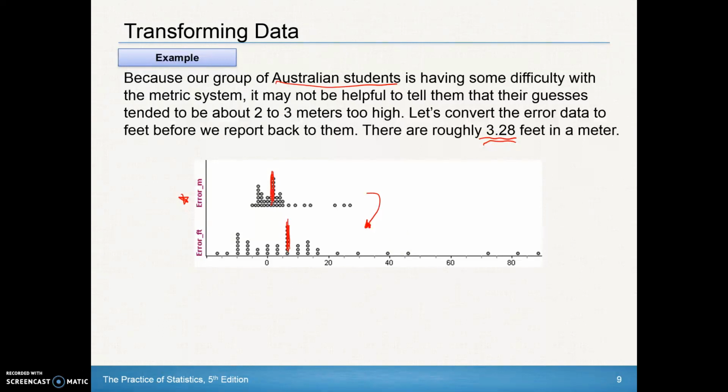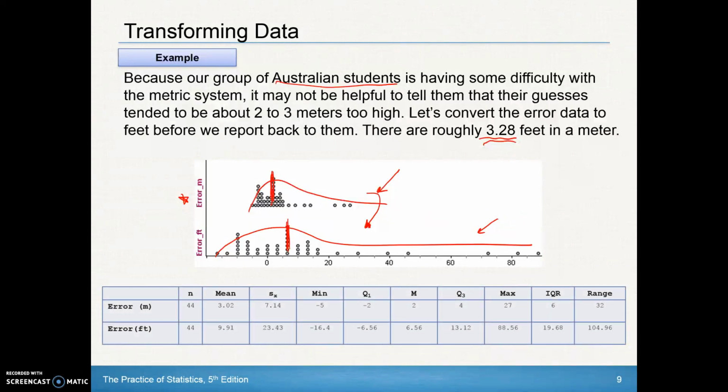We would still notice that both of our distributions are skewed to the right. So it does not change the shape of the distribution, but it did change the measure of center, and it did change the measure of spread by a factor of 3.28. Here's a measure of center that got changed: if you multiply by 3.28, you got there. In fact, all of these are affected by a factor of 3.28 because multiplying does change both measures of center and measures of spread, but does not change the shape.